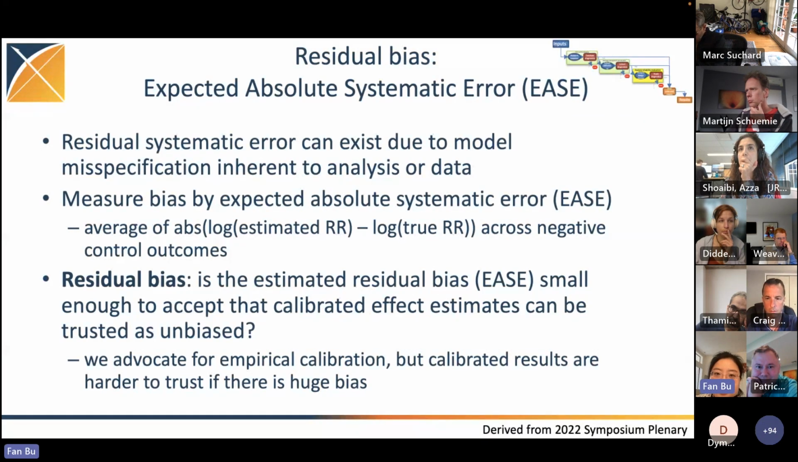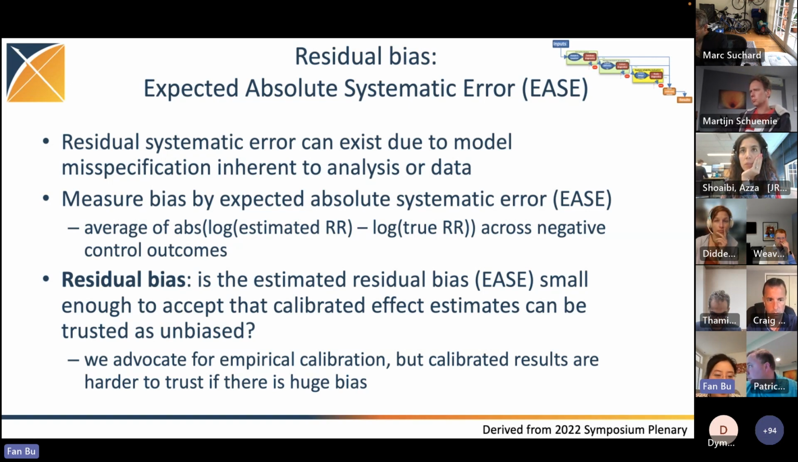Now, the last thing we want to check on is the amount of residual bias. Because of the nature of our data sources, they are observational, and because of the nature of our analysis designs, which may not be perfect in adjusting everything to perfectly match the settings of randomized clinical trials, there can still exist some amount of residual systematic error even after we have done all we can do. And at Odyssey, we measure the amount of bias using negative control outcomes.